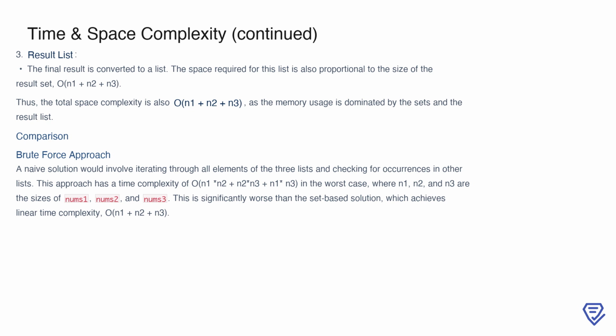To put this into perspective, let's compare this optimized solution with a brute force approach. A naive solution would involve iterating through all elements of the three lists and checking their occurrences in the other lists. This would result in a time complexity of O(n1 * n2 + n2 * n3 + n1 * n3) in the worst case, which is significantly worse than the linear complexity achieved by our set-based solution. The brute force method highlights the inefficiency of repetitive comparisons, especially for larger inputs, whereas the optimized solution capitalizes on the efficiency of set operations.